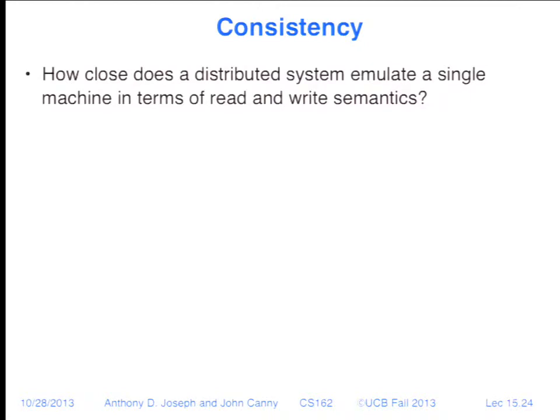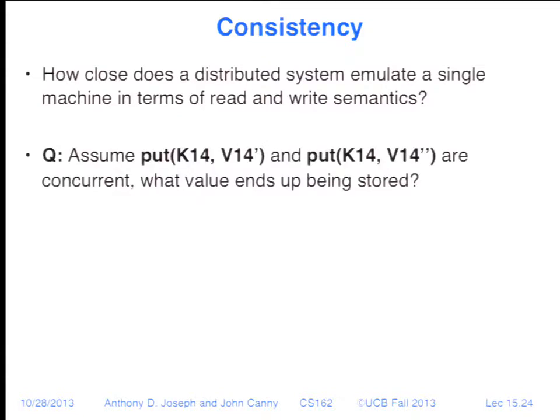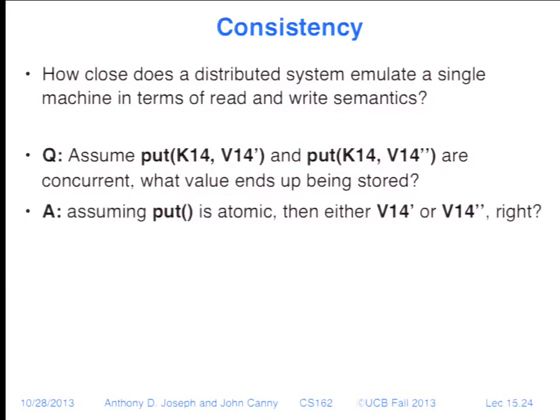All right, so let's look at consistency now. How close can a distributed system emulate a single machine in terms of the read and write semantics? Okay, so suppose we have an insertion. We're trying to insert a couple of values with the same key, K14, what will happen? Well, if we've built the system so that the put is indeed atomic, we should end up with either a V14 prime or double prime.